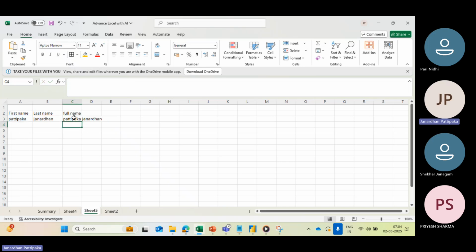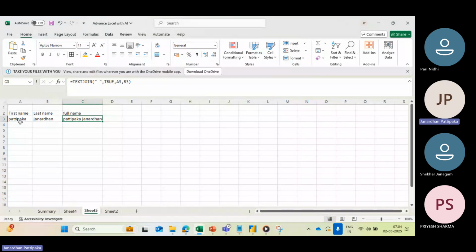See, we got Patipaka, and in between, if you see, I got a space over here: Patipaka, space, Janardhan. Because as a delimiter we mentioned that in between the first and second name I need to get a space. If you don't give the space here, Patipaka Janardhan will be treated as a single name, so we cannot distinguish between the first name and second name. This is the area where we stopped the class.